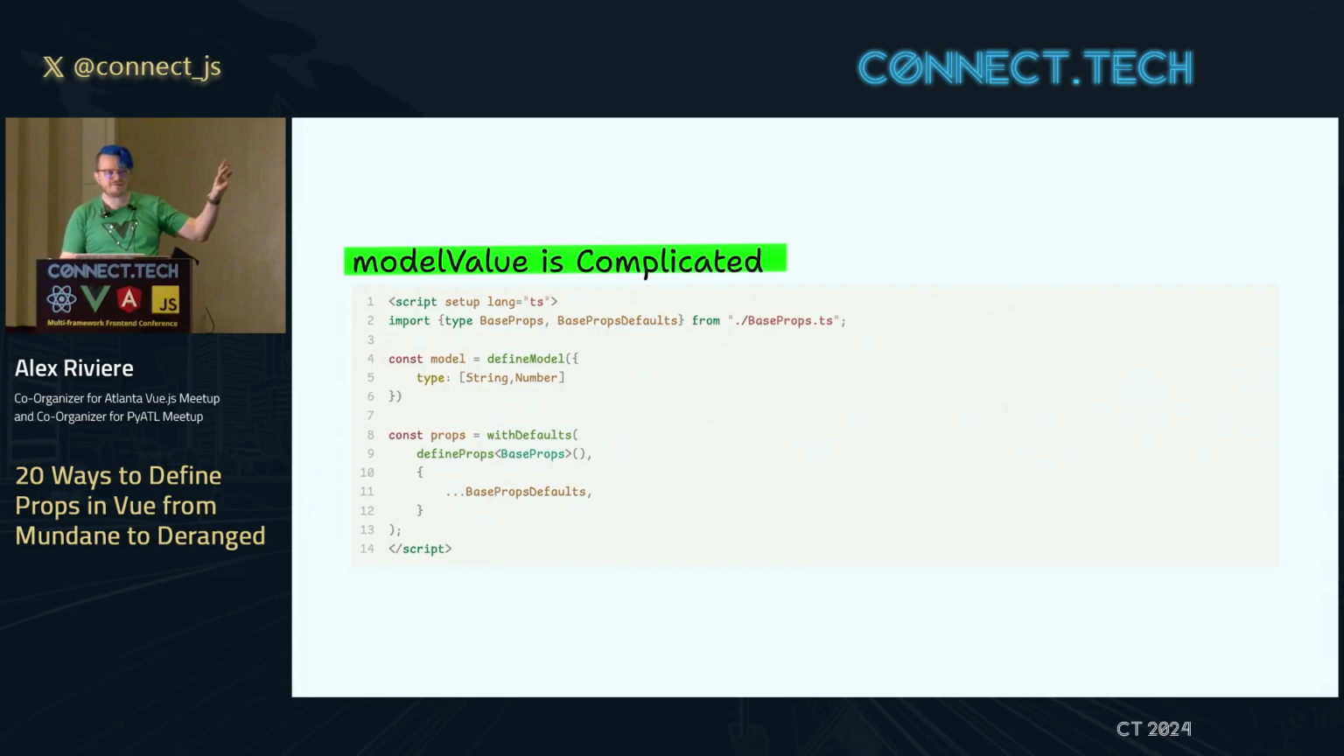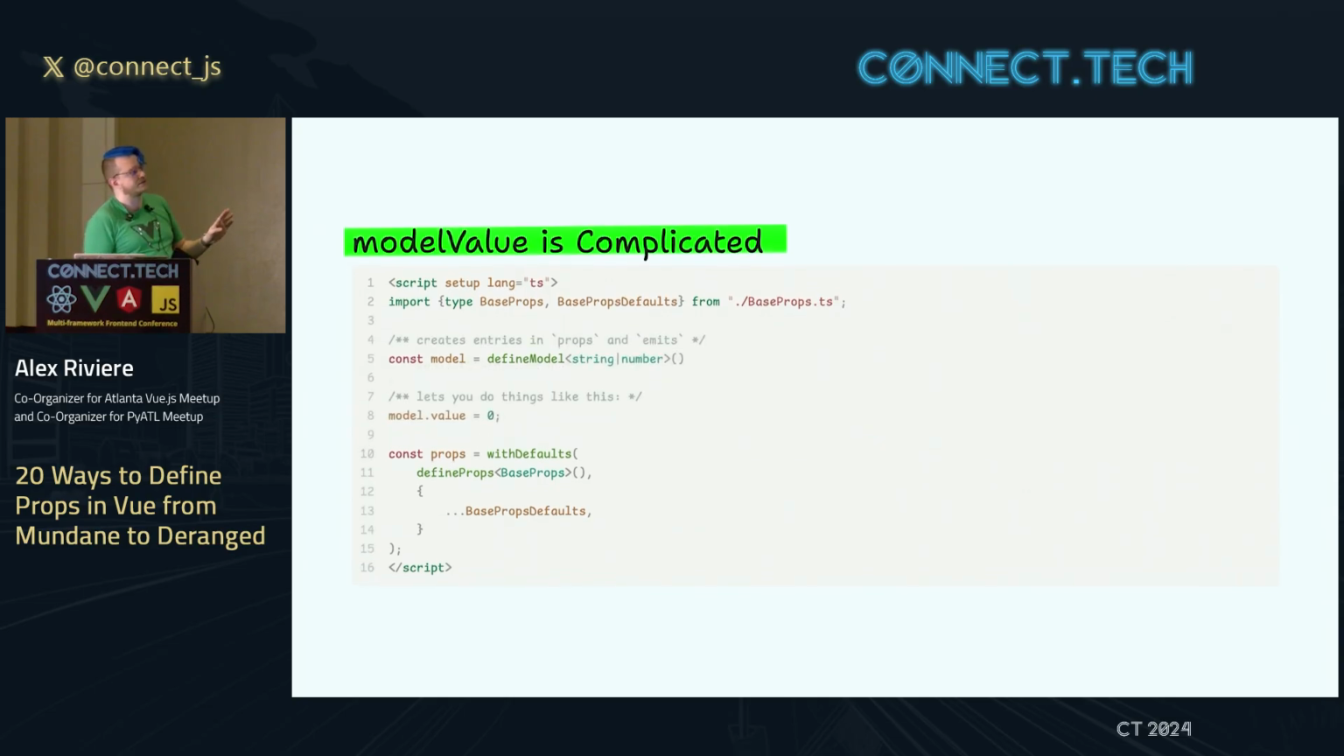However, this is not very TypeScripty. Core teams are very into TypeScript, so they made it very TypeScripty. So you can just do, hey, define model, string number, there you go, done. It'll do the typing for you. So we can define our model, pass in a type, and then model.value equals 0, it will then emit up an event that says, hey, the new value is 0, and it'll do that synchronization thing. Make sense? Everybody follow that? Any questions?